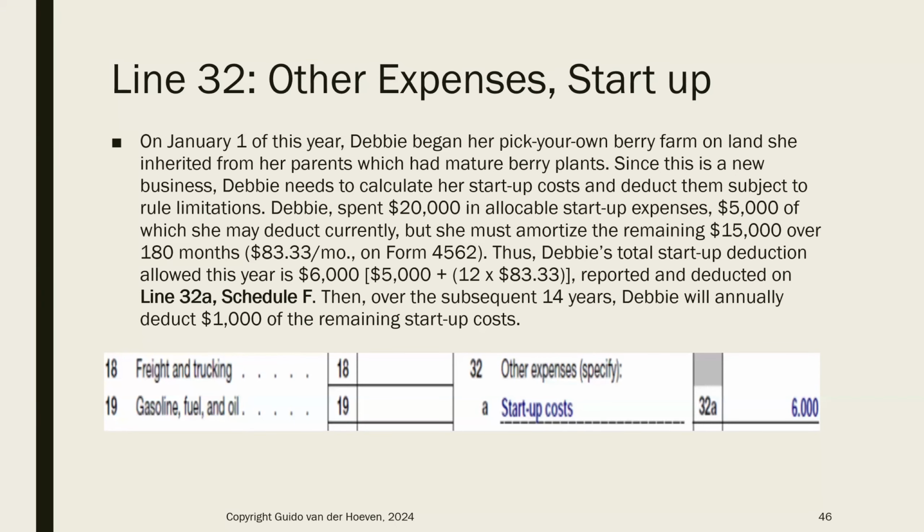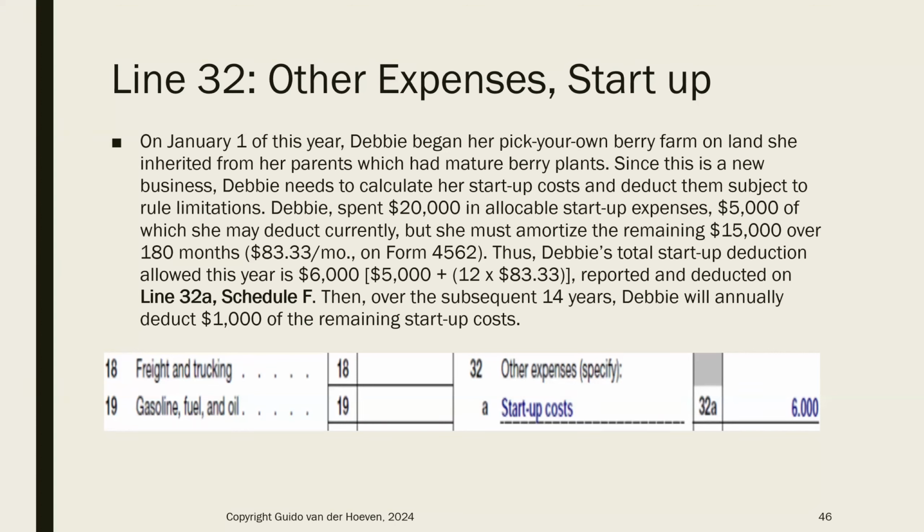Startup expenses, we've talked a little bit about that previously, but this is how those startup expenses would be deducted. So in this case, Debbie began her own pick-your-own berry farm on land that she inherited from her parents, and it had mature berry plants. Since this is a new business to Debbie, Debbie calculates her startup expenses and deducts them subject to the rule limitations.